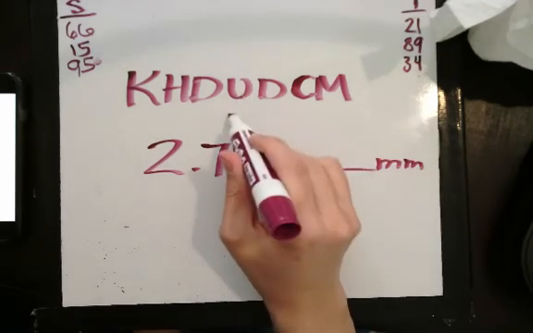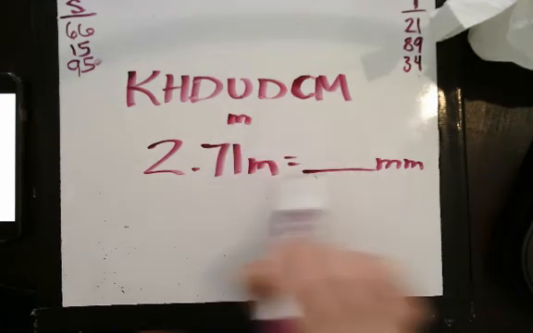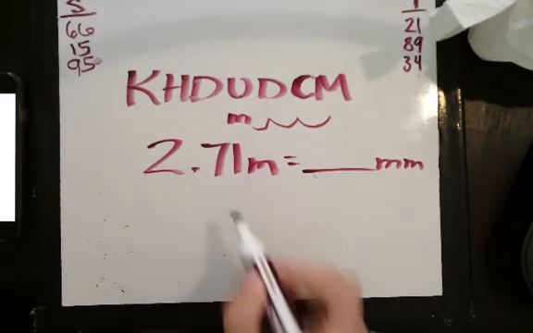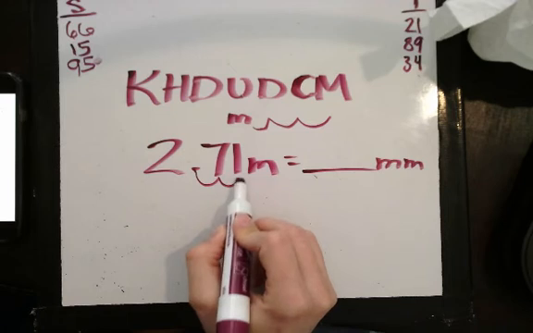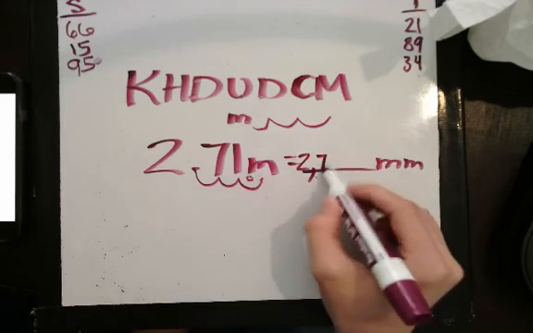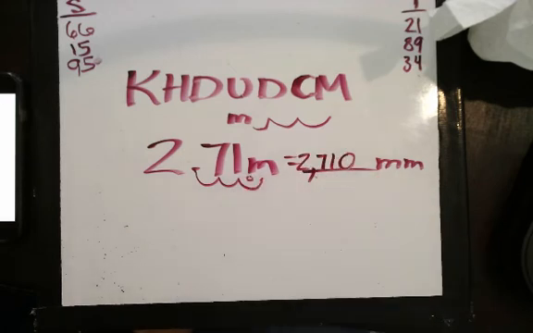All right, my basic unit is the meter. I'm going from meters to millimeters, so that's 1, 2, 3 to the right. So here's my decimal point. 1, 2, 3 to the right, so I have to add a 0 in there, and it's 2,710 millimeters.